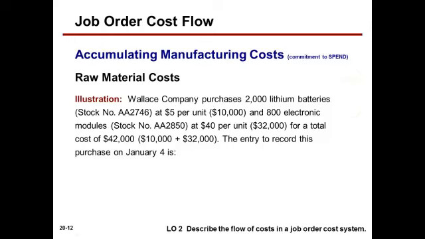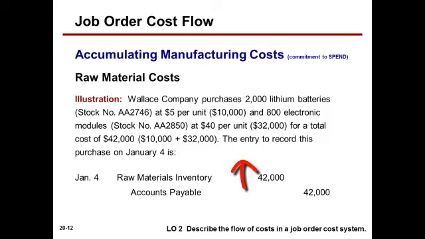Let's illustrate our first journal entry, a spending entry or a commitment to spend. Raw material costs. Wallace purchases 2,000 batteries at $5 per unit and 800 modules of another item at $40 per unit for a total of $42,000. The entry to record this purchase on January 4th is debit raw materials inventory, $42,000, increasing it.